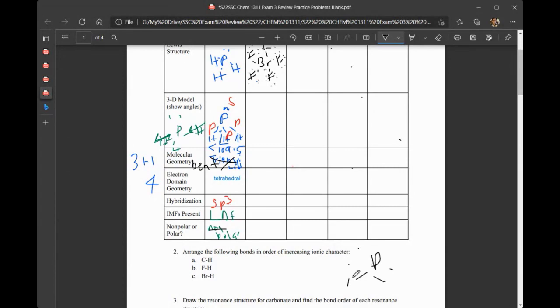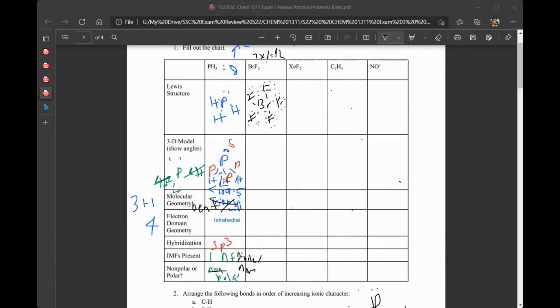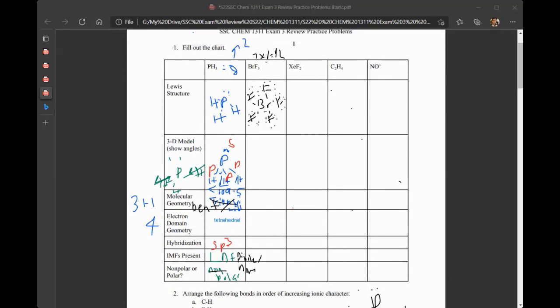that is a good question. So we do like this, right? It's bent. So those vectors, they won't cancel out. Yeah, and that's correct. So this is going to be polar, and then the forces are going to have the dipole-dipole. Okay, yeah, good catch.